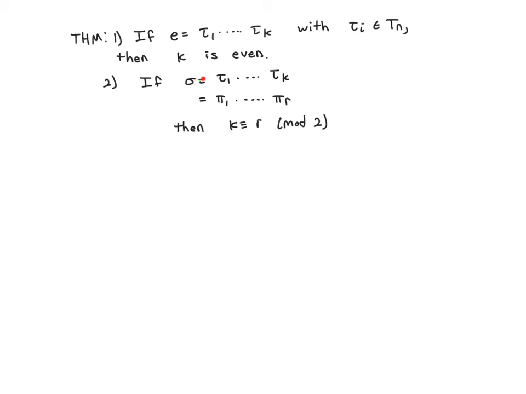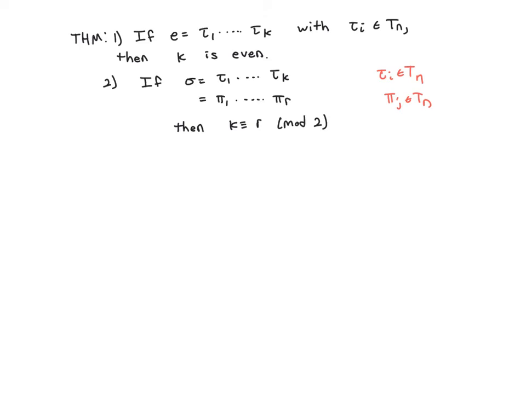If you have a decomposition of sigma, in other words, you've expressed it as a factorization of transpositions in two different ways, so tau 1 through tau k and pi 1 through pi r, where these are all transpositions, then it turns out that k and r are congruent mod 2.